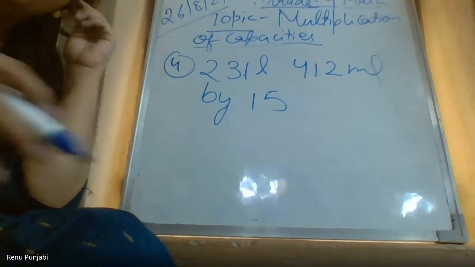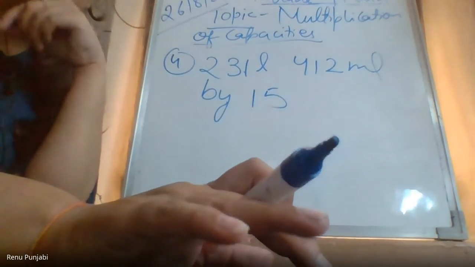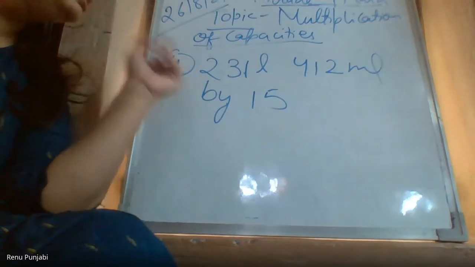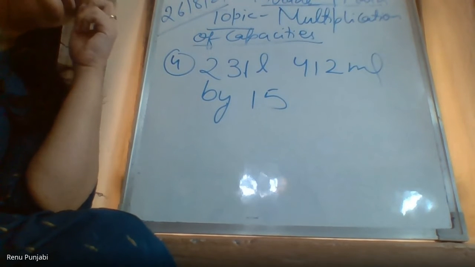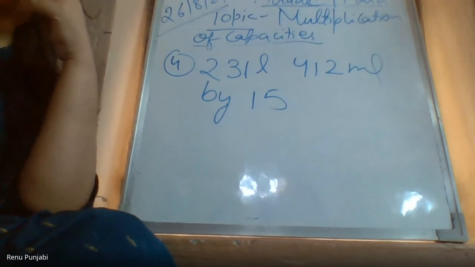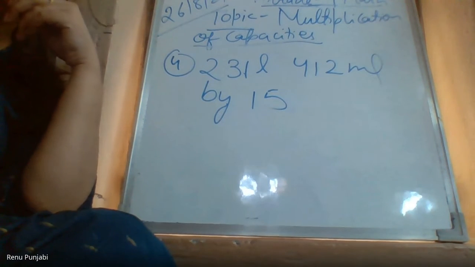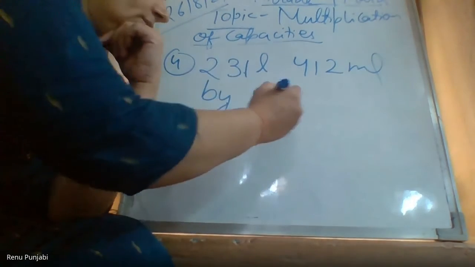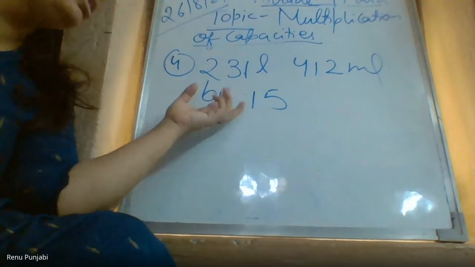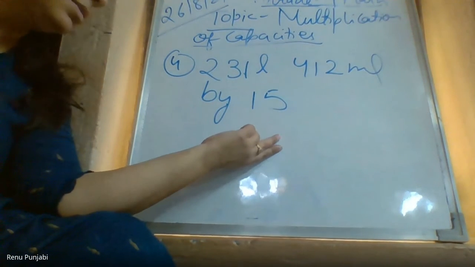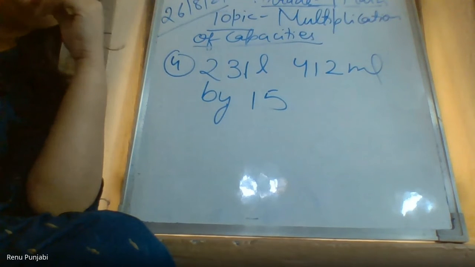Dhyan Patel, Suchi, everyone, I am expecting that everyone is writing. Please solve this. 231 liter, 412 milliliter by 15. Same way the Vedant has given us the sum. This is also the 2-digit multiplication you are doing. And tell me what is the answer.